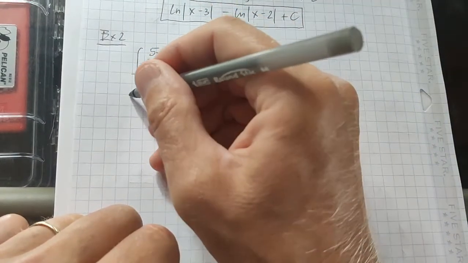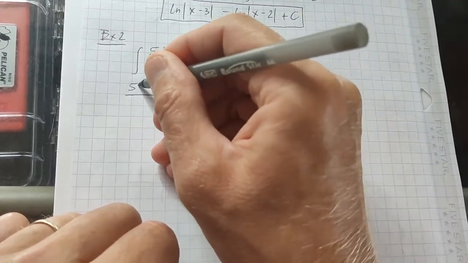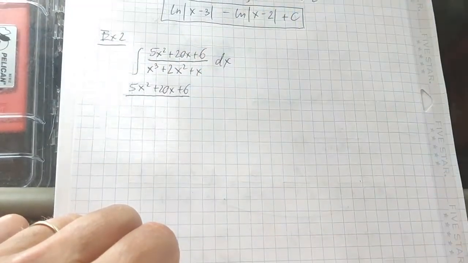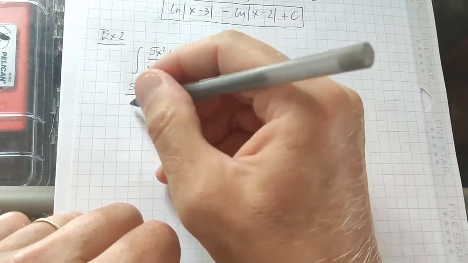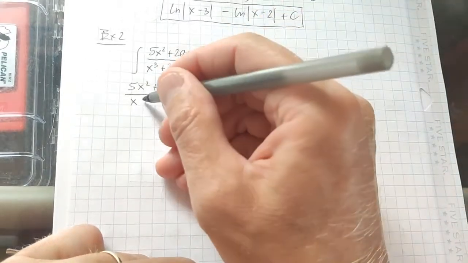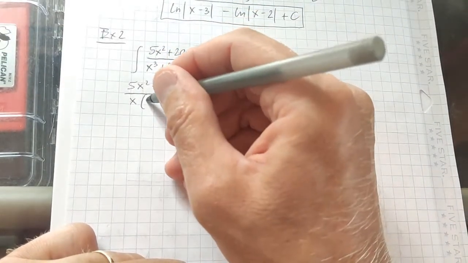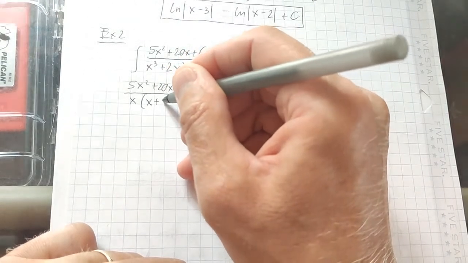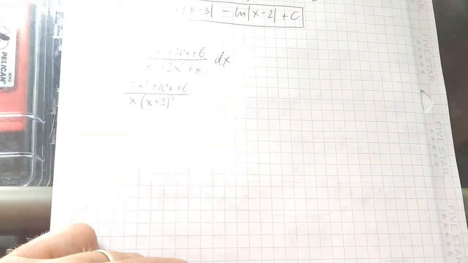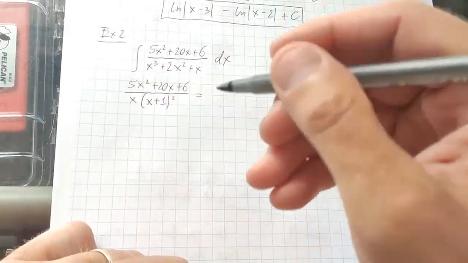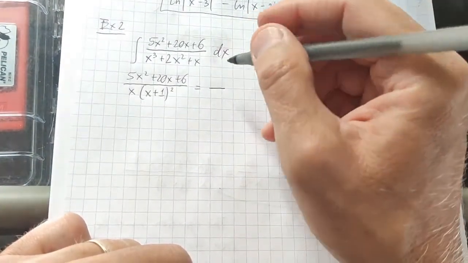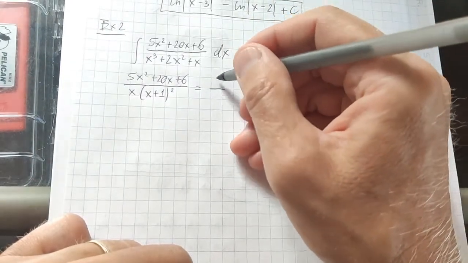So let's factor the bottom. The top is not going to change, and here I'll have, if I pull x out, I'm going to get x squared plus 2x plus 1, and that is x plus 1 squared, or x plus 1 times x plus 1. But now watch this. It's a little different than what you would expect, maybe.